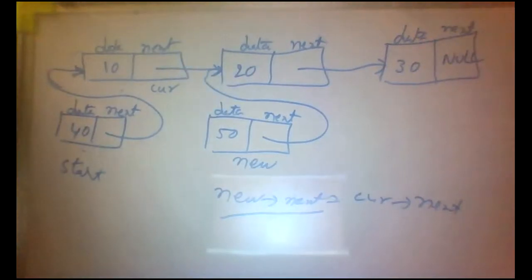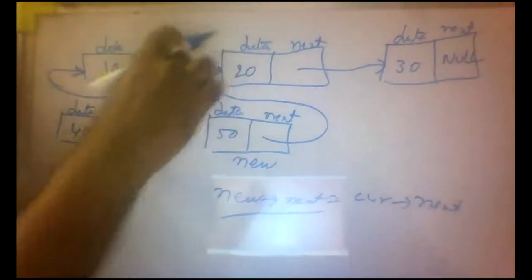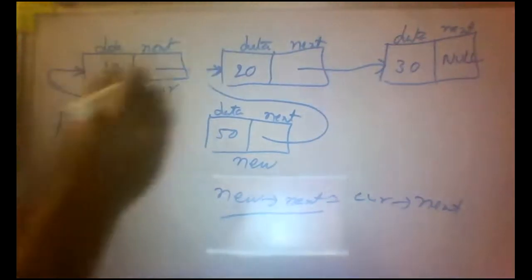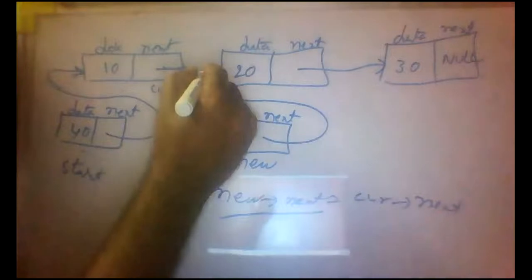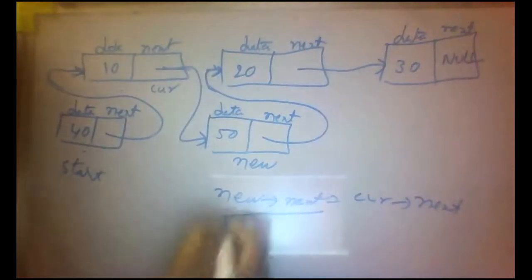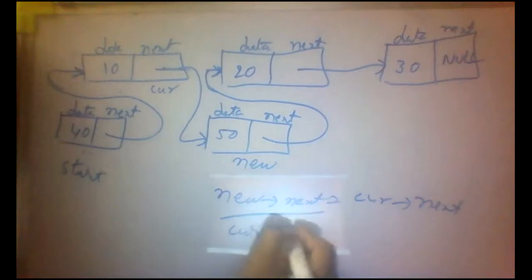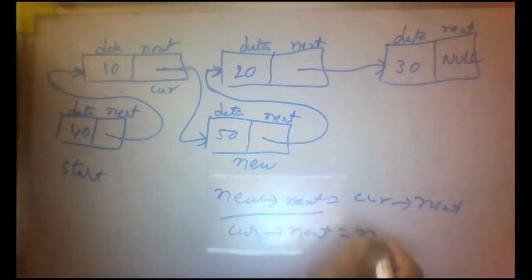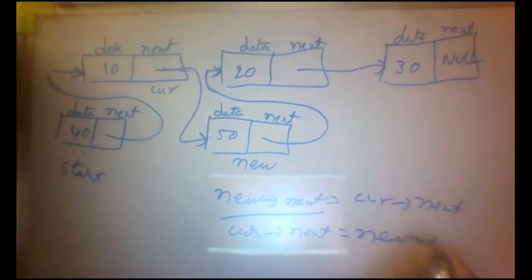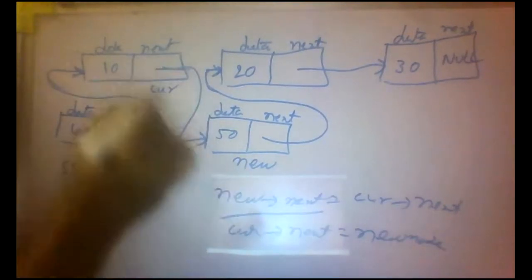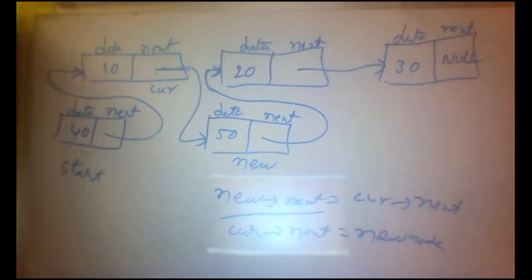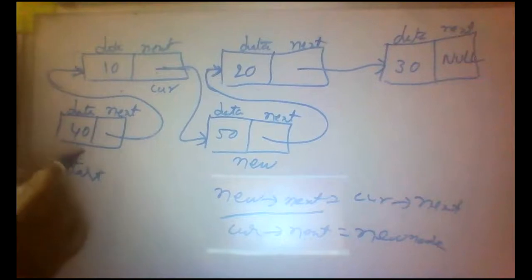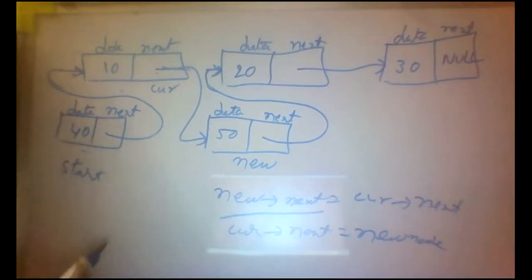Clear all of you? Then the next one is current to next equal to new node. This address is assigned into this memory location. This is inserting in the middle of the linked list. Clear? So the first one is inserting an element at the beginning of the linked list, then inserting in the middle of the linked list.